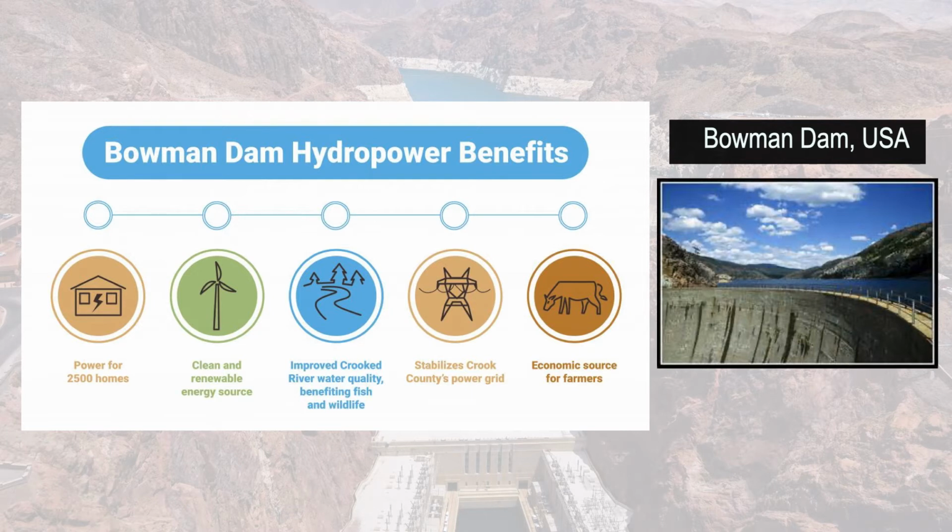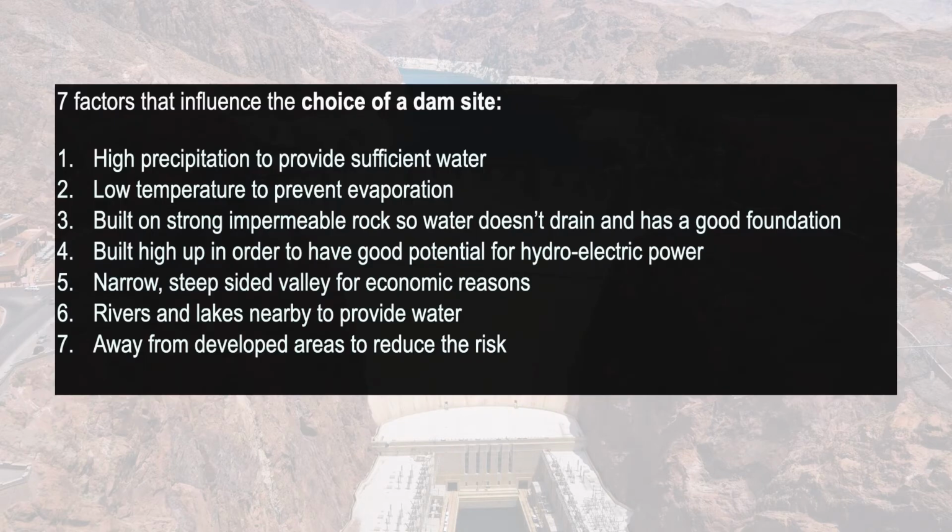So if you look at how to build a dam, there are factors. We cannot just simply build a dam everywhere because it might be dangerous. So a dam is important. When you want to build a dam, the location has to be chosen wisely. So there are 7 factors that you have to remember in order to build a dam.